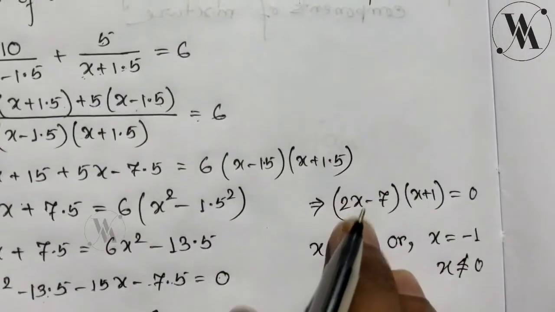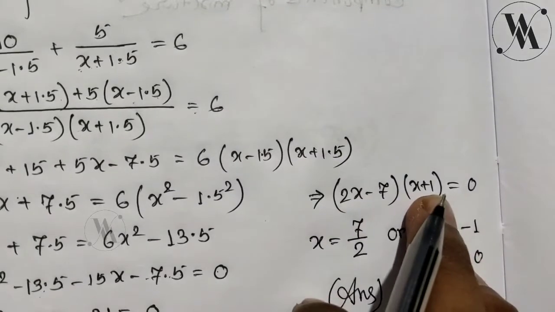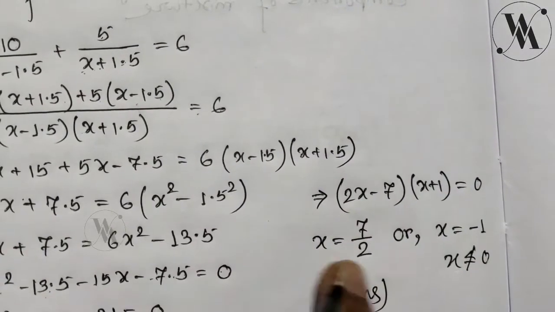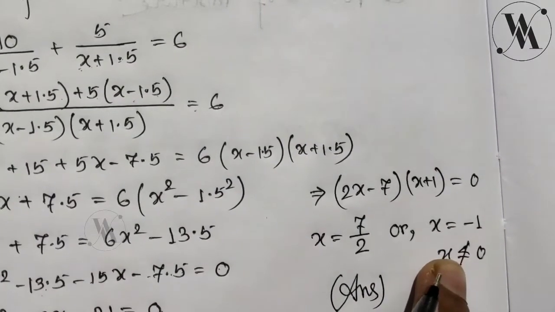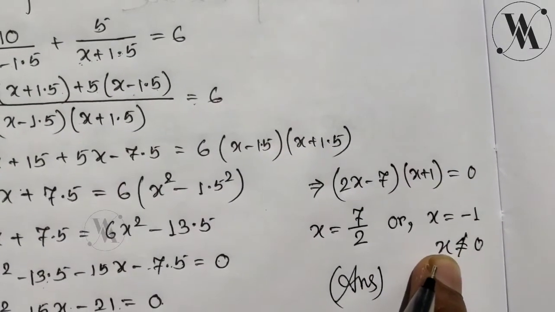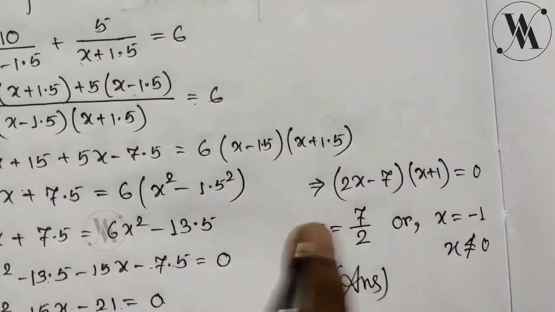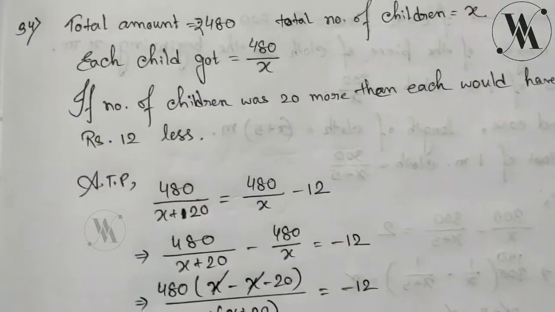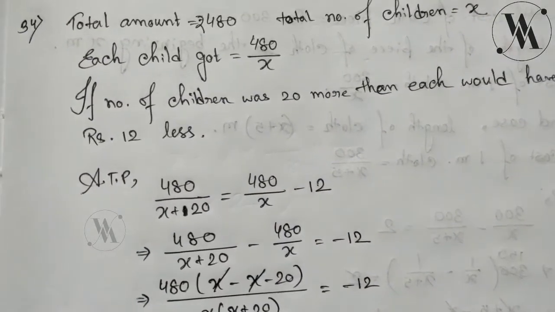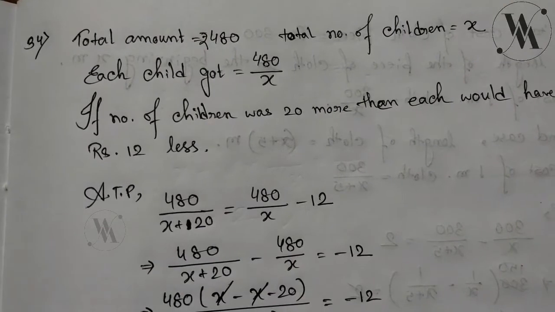And finally we get (2x - 7)(x + 1) = 0. So here x = 7/2 and x = -1. As x is the speed of the boat, it cannot be less than or equal to 0. That means x = 7/2 kilometers per hour. Sum number 34.